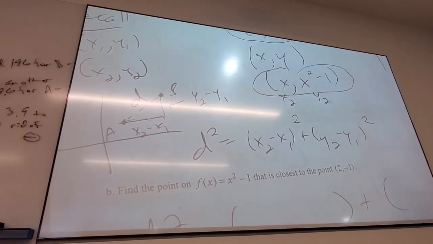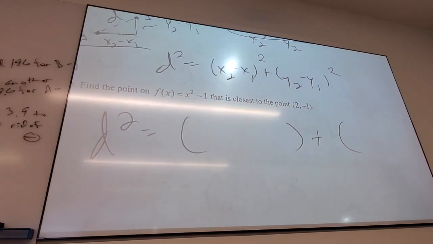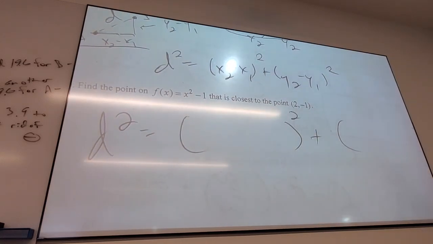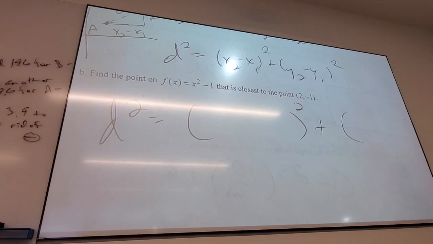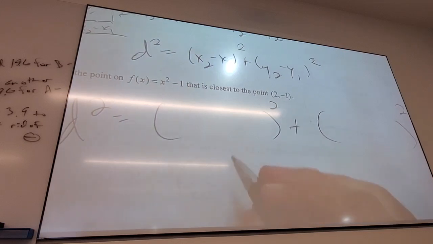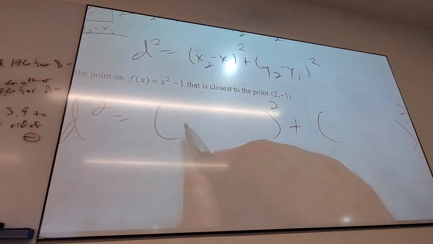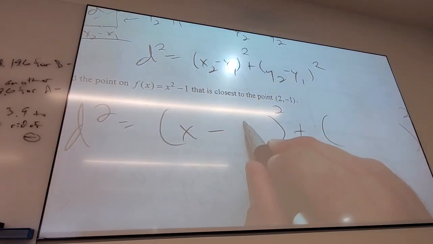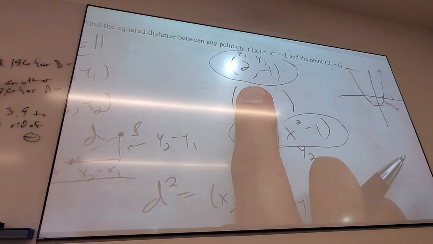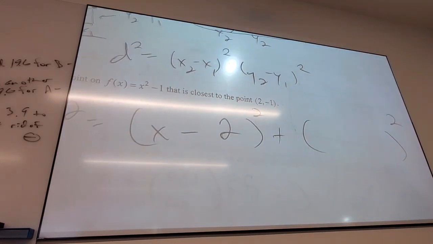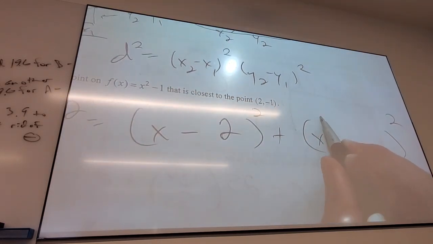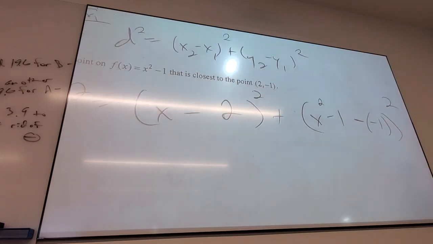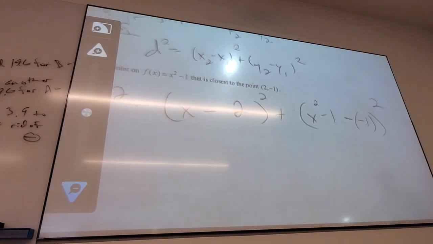And then we solve for it. So I want x2 minus x1. What did I say x2 was? X. And what's x1? Negative 2. It's 2. Yeah. What's y2? X squared minus 1. And what's y1? 1. So plus 1.